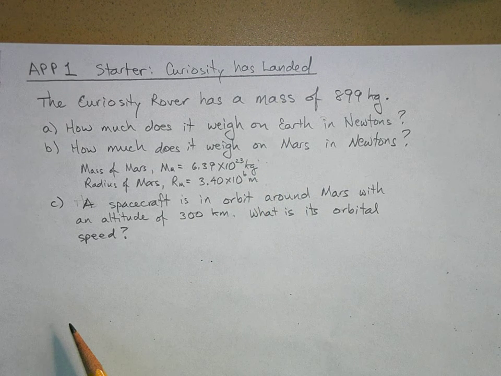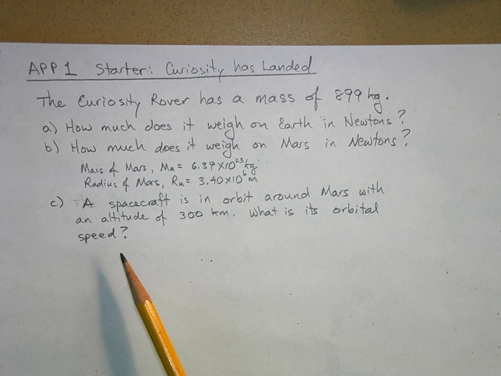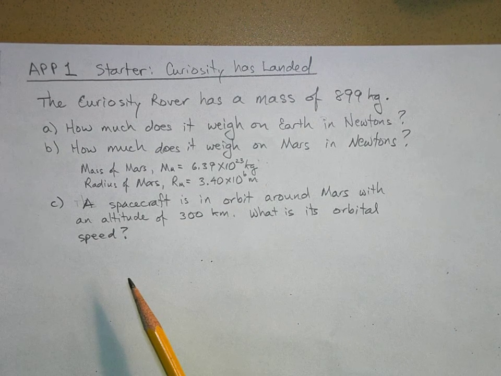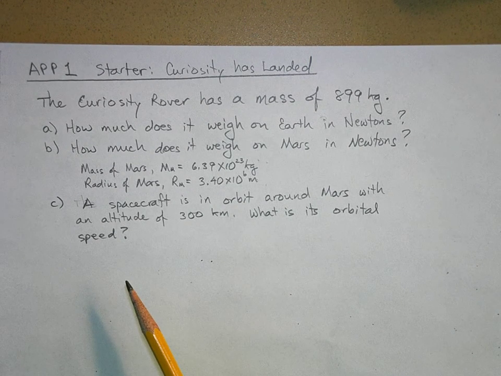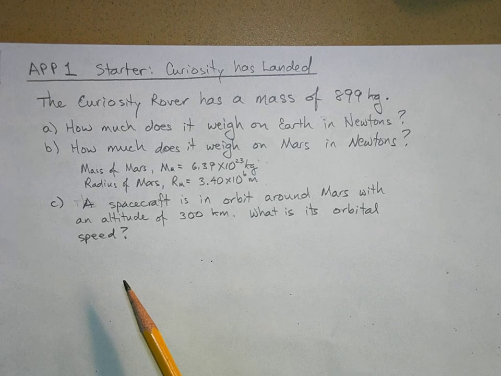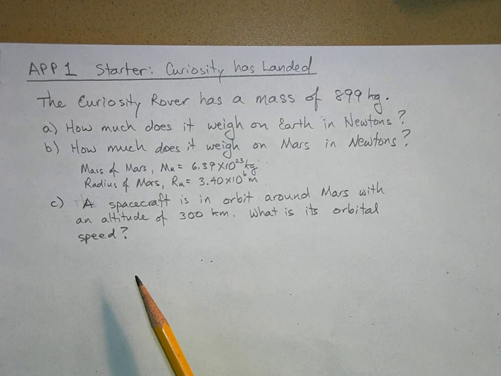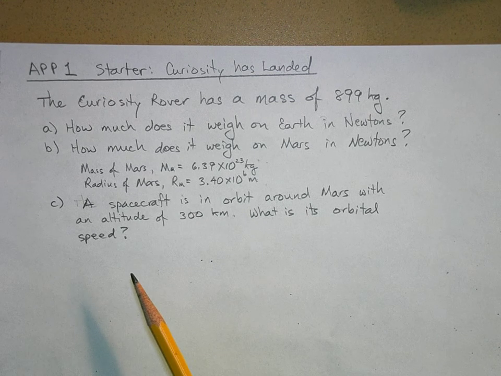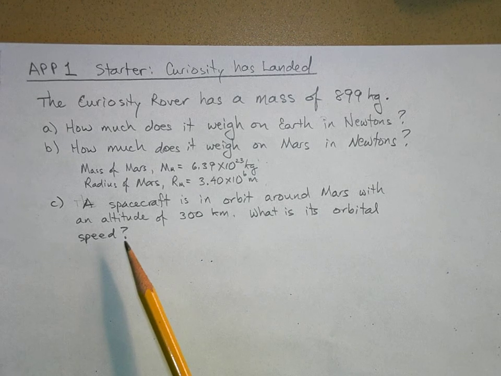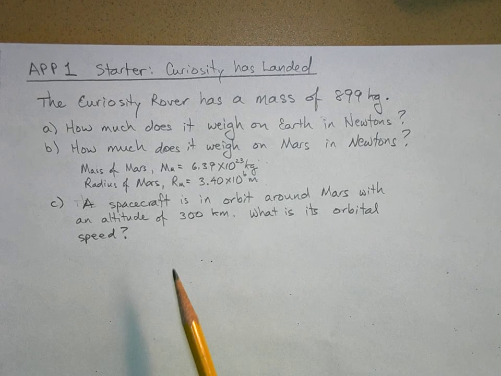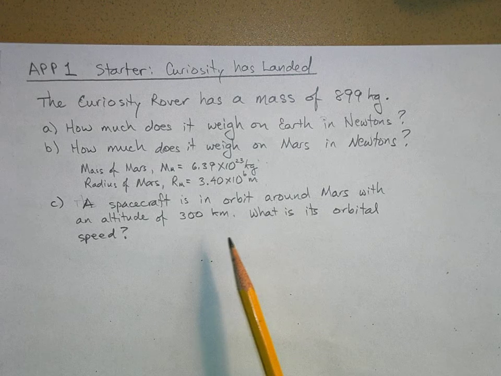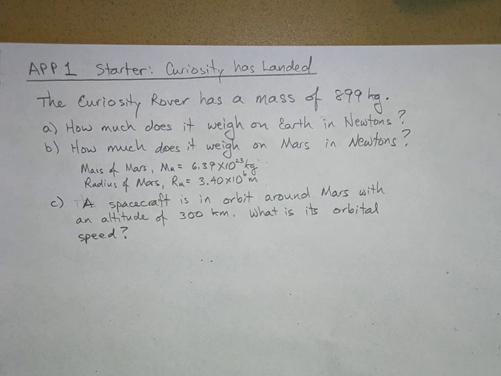They're right there. And then, now the Curiosity rover, it bounces signals off a satellite that's around Martian orbit, the Mars Reconnaissance Orbiter. And it has an altitude of 300 kilometers above the surface of Mars. So what is the orbital speed of that?